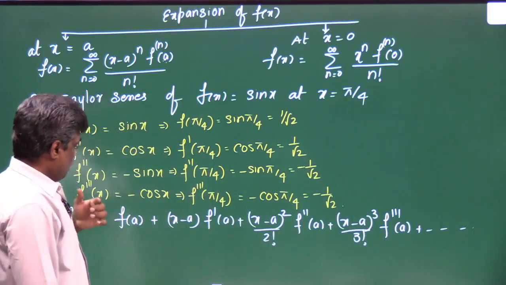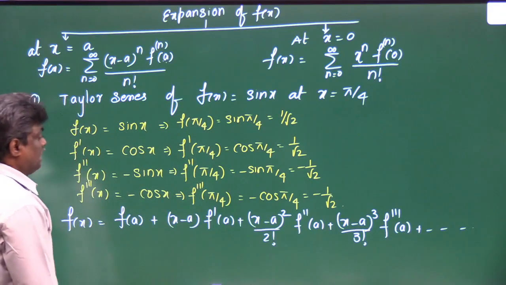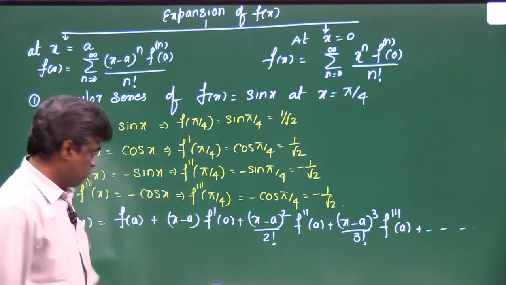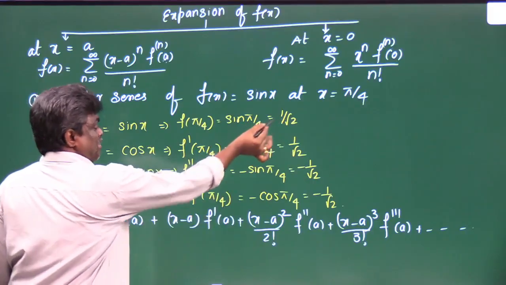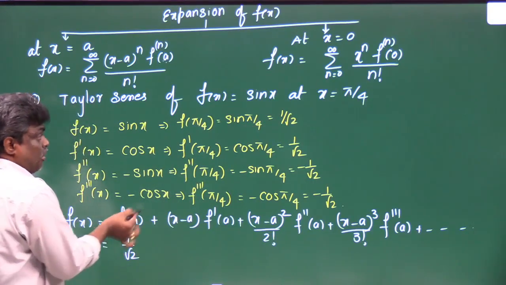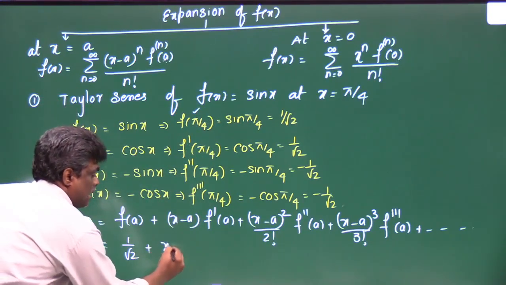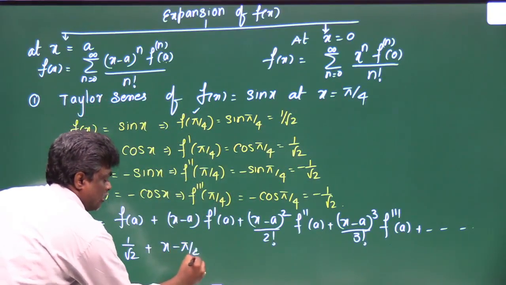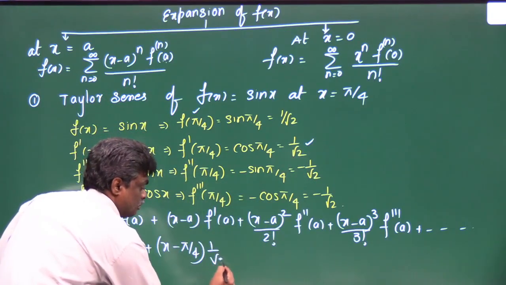Now simply substitute everything you got already. Here we are finding the expansion at x equal to pi by 4. So that's why a is pi by 4. So this is nothing but f of pi by 4, how much? 1 by root 2. I hope you understand. This is f of pi by 4 already there. Plus (x minus a), a is nothing but pi by 4. Just substitute in the formula. And f dash of a, here it is 1 by root 2.